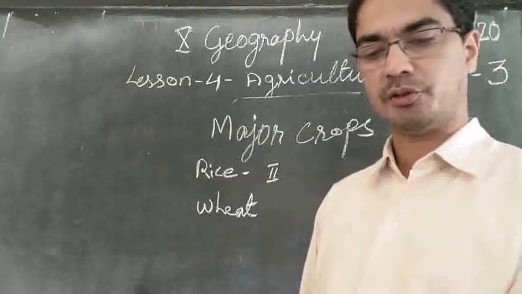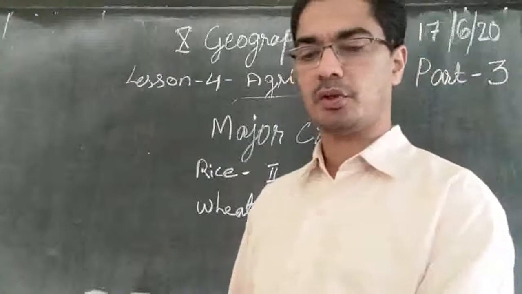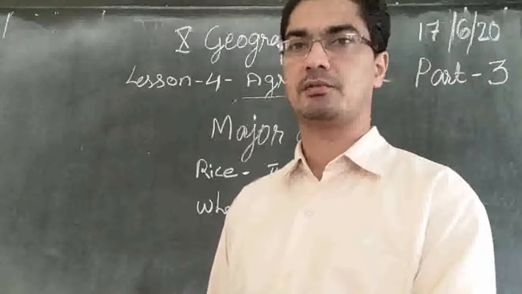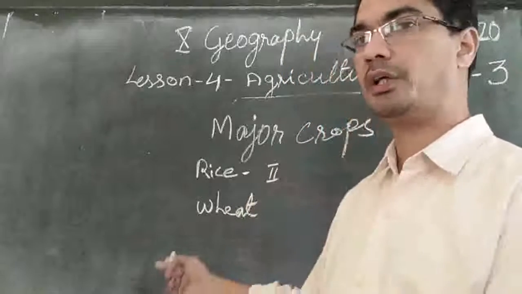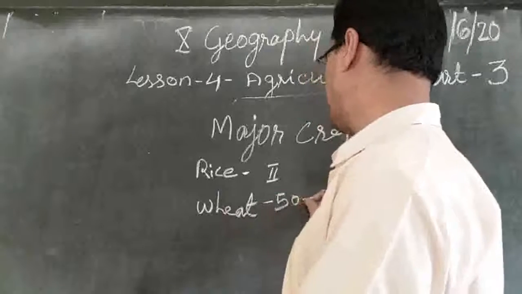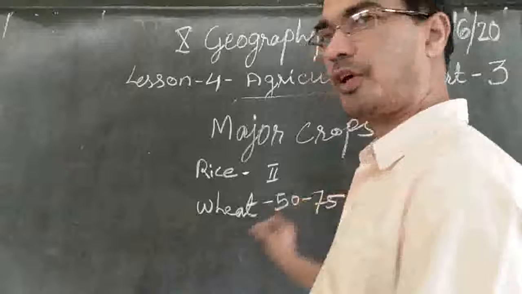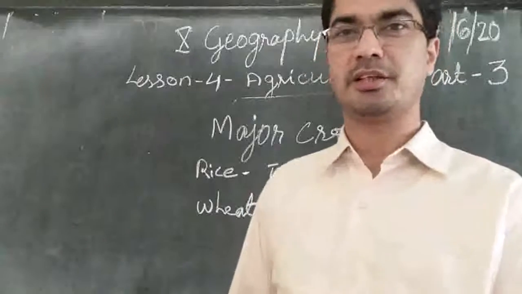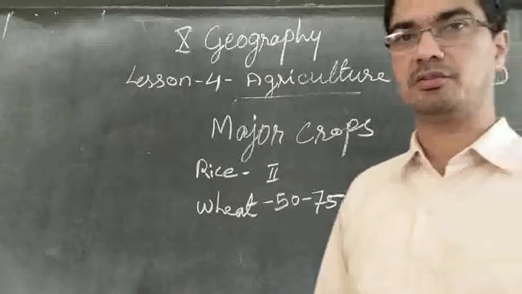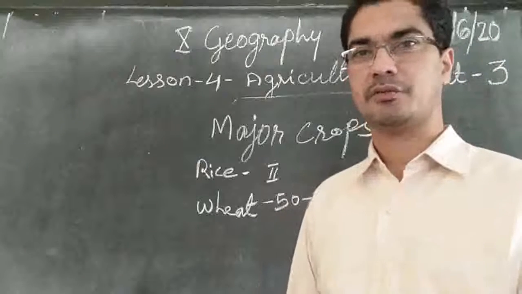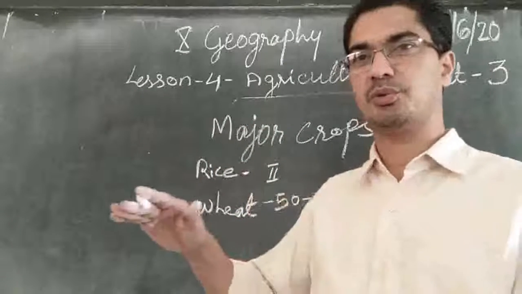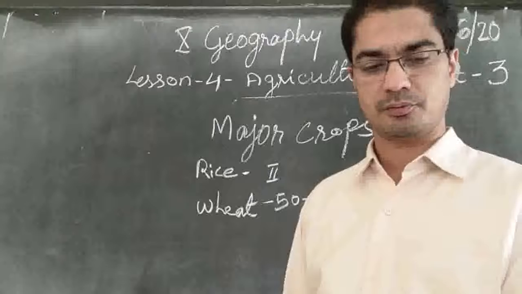And it requires 50 to 75 centimeters of annual rainfall, evenly distributed over the growing season. So for the growth of wheat, how much rain does it need? 50 to 75. For rice, how much? 100 centimeters. So here they need a little less. 50 also is enough, 50 to 75. That is not just raining at one time, but distributed throughout the growing season.